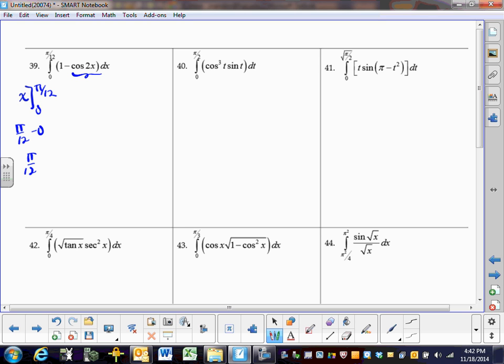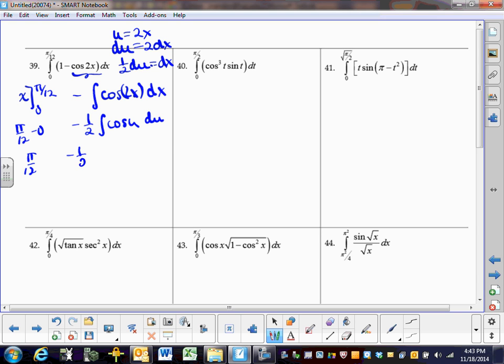For the other part, I'm going to antiderive negative cosine of 2x dx. So my u is going to be 2x. du is 2 dx, so 1/2 du equals dx. So I have negative 1/2 cosine of u du. So that's negative 1/2, going backwards from negative cosine. So I can really think of this as a negative cosine becomes negative sine. Or going back from cosine is just sine, either way.